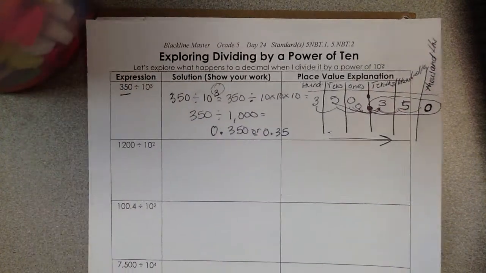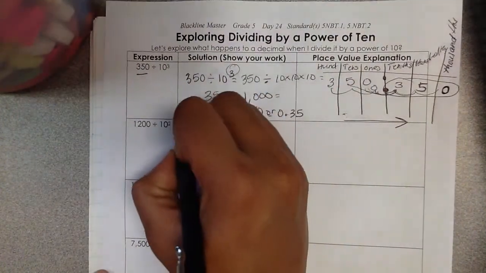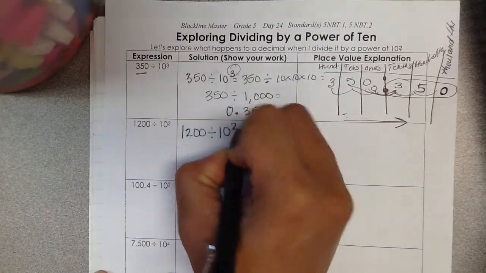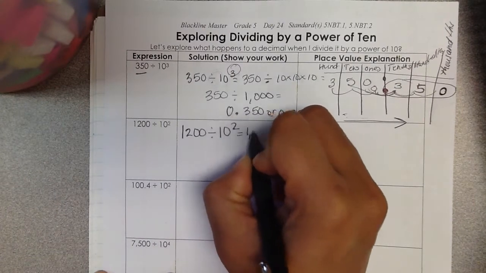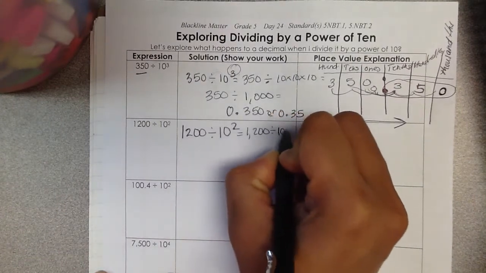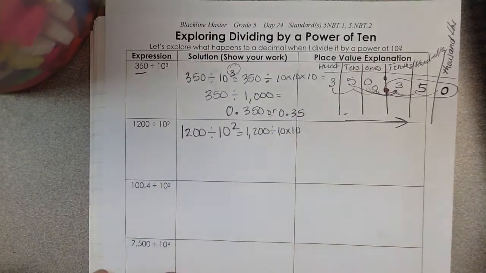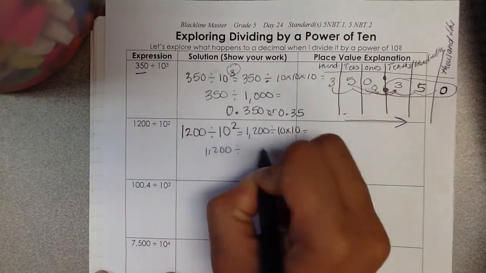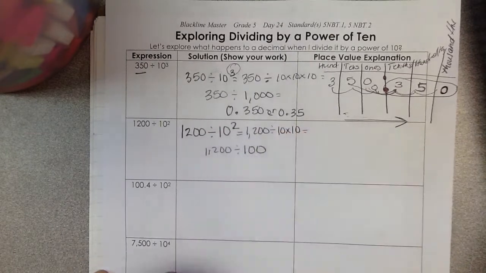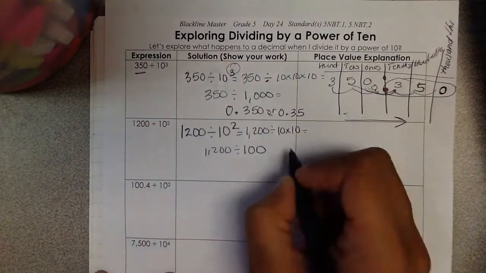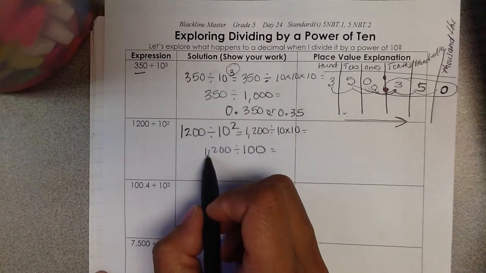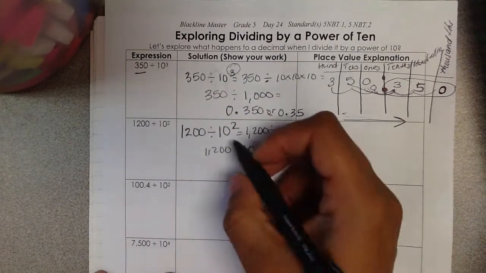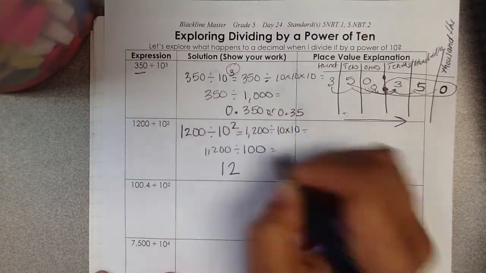Okay. Let's look at the second example together. 1,200 divided by 10 to the 2nd power. That really equals 1,200 divided by 10 times 10. Okay, which really equals 1,200 divided by 100. Now, that means all of my digits are going to shift 2 place values to the right. When I shift all of my digits 2 place values to the right, I get 12.